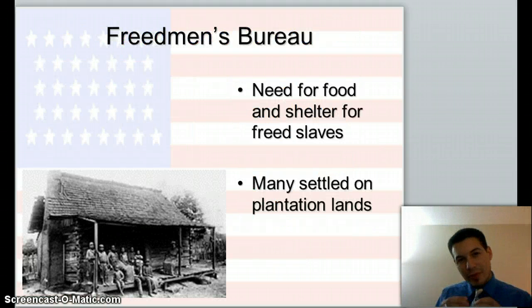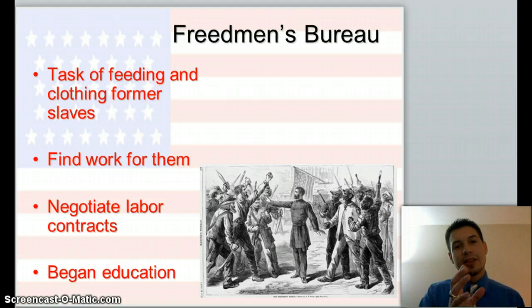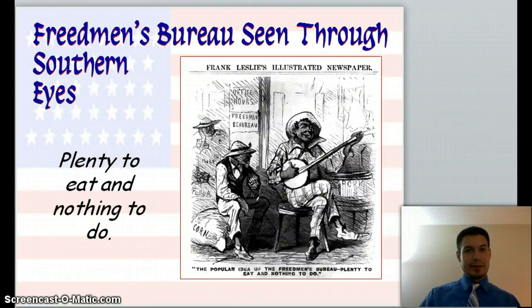But the Freedmen's Bureau helped give food and shelter to freed slaves, and helped settle many plantation lands. In fact, the task of feeding and clothing former slaves is something that they did prevalently. And they find work for them. They help negotiate labor contracts, make sure they weren't being discriminated against, and getting paid very, very little. And again, they began the education process. The education process had to start from square one, reading and writing.